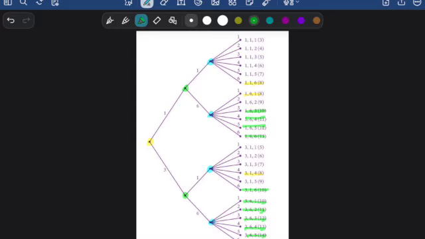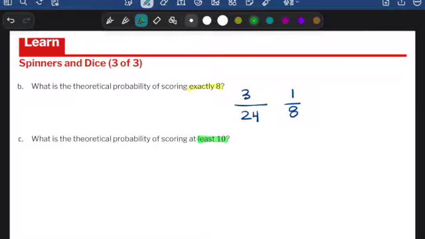So how many total outcomes gave us a sum of at least 10? 1, 2, 3, 4, 5, 6, 7, 8, 9, 10, 11. 11 out of a total of 24 gave us a score of at least 10.